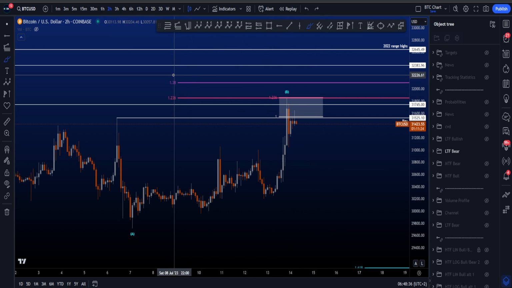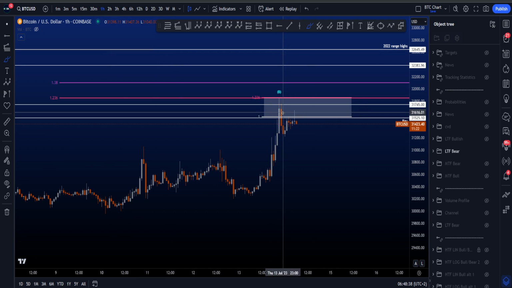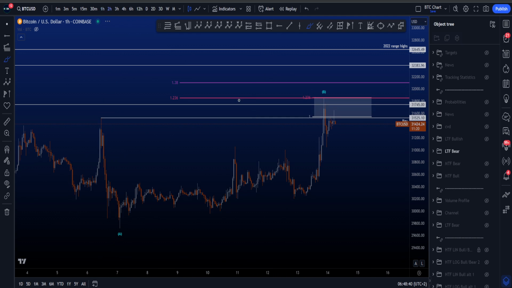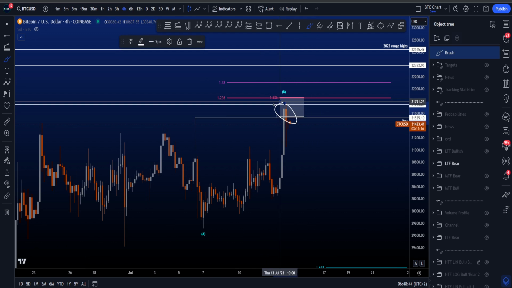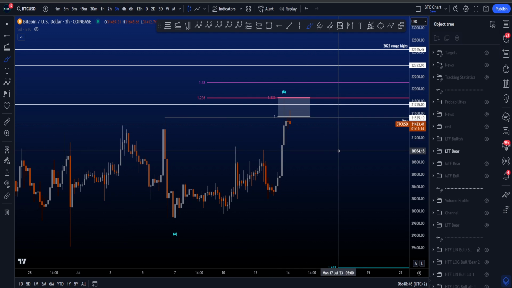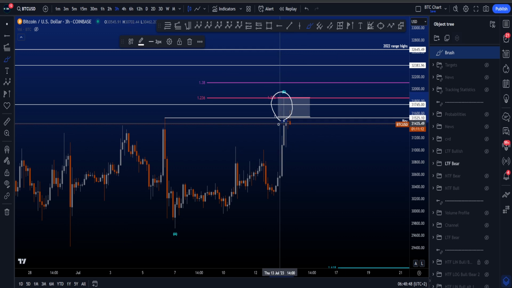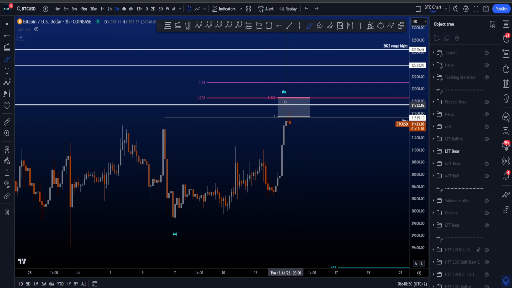And what you also see is that on the 1 hour, candles closed above this high over here. On the 2 hour, candles closed above. On the 4 hour, candles closed above. However, on the 3 hour, we got a nice big wick. So could this be a double swing failure pattern basically?